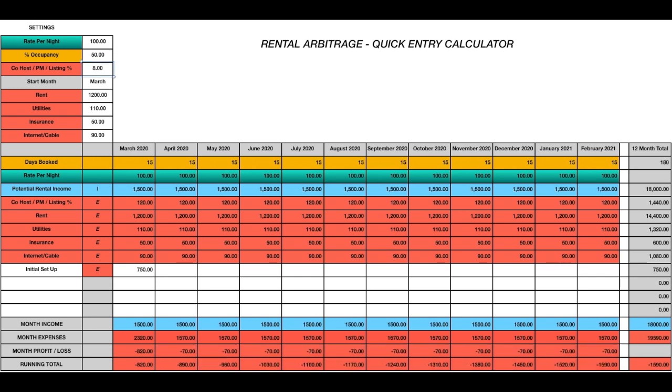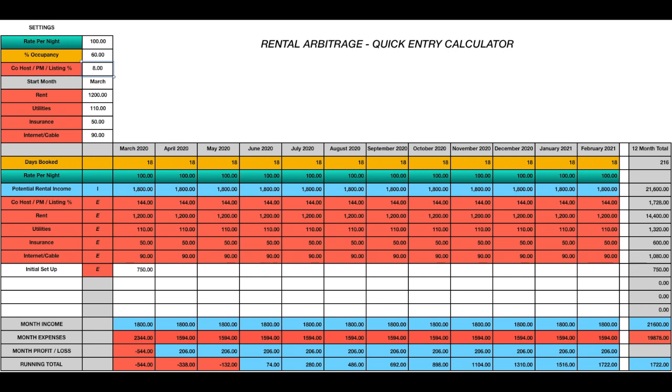I'm changing occupancy to 50%, and as you can see, everything on the bottom now is negative. So let me just go back and change that 50% to 60%, and we're back in profit. So 60% occupancy, $100 a night, gives me a profit of $1,722 at the end of the year.